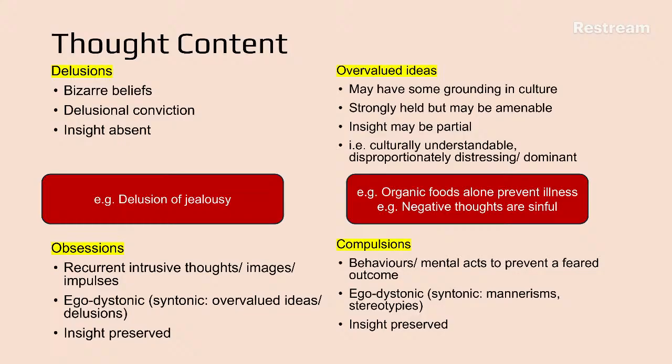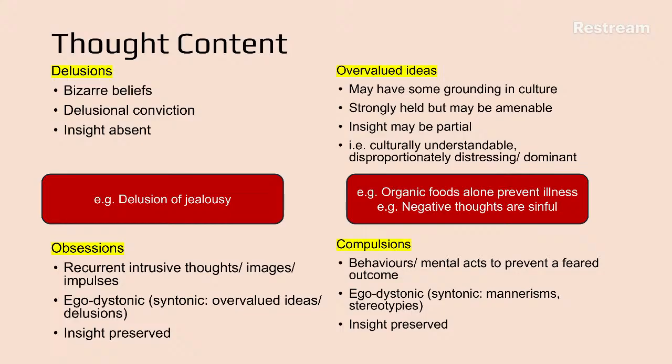Overvalued ideas, on the other hand, are slightly different in that they tend to be less bizarre. So they might have some grounding in culture or science or whatever. They might be strongly held, but they can be altered if you give strong enough evidence, right? And there may be some degree of insight which aids with that. So for instance, someone might think that eating organic foods alone might prevent illness. It's not accurate, but it's somewhat grounded in reality, right? Great, so that's the distinction between delusions and overvalued ideas.